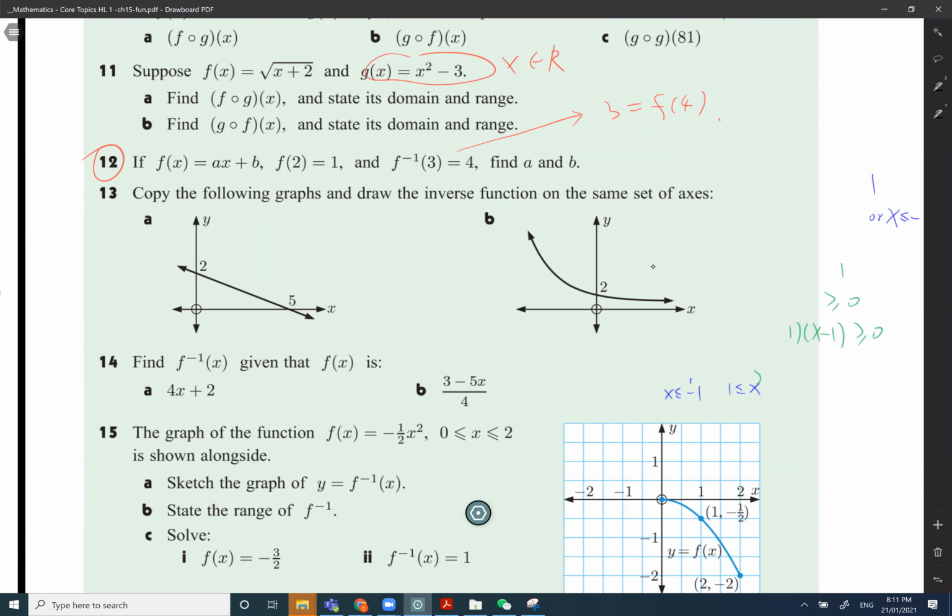Number 12 is about simultaneous equations. F of 2 equals 1, just the same as 1 equals 2a plus b. F of 4 equals 3, just the same as 3 equals 4a plus b. Eden, what's a? What's b? For the domain and range of composite functions, we will double check again when we try more functions. So today, just one example. B is negative 1. How about a? A is 1. Yes, A is 1. What's B? Negative 1. Yes. Isabella, the same? Okay.